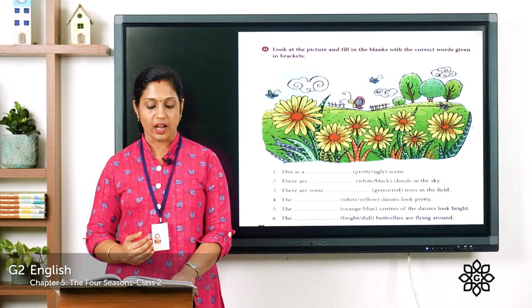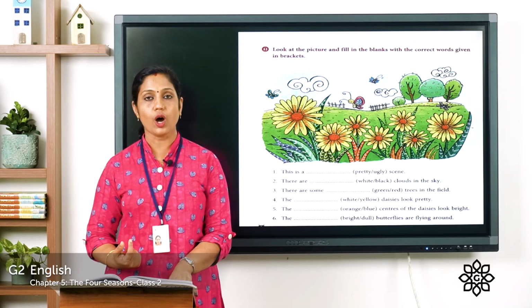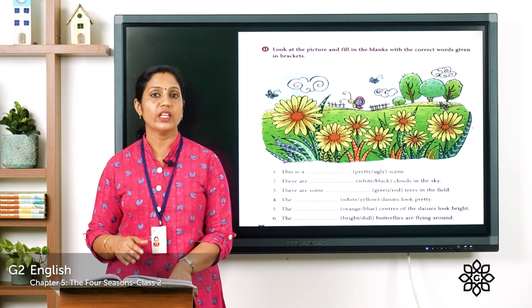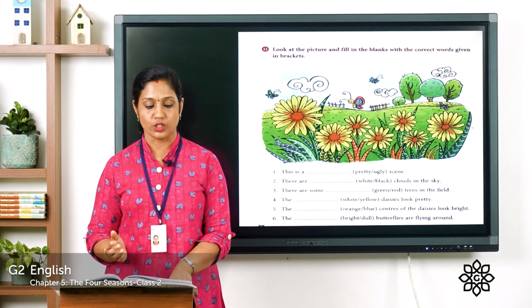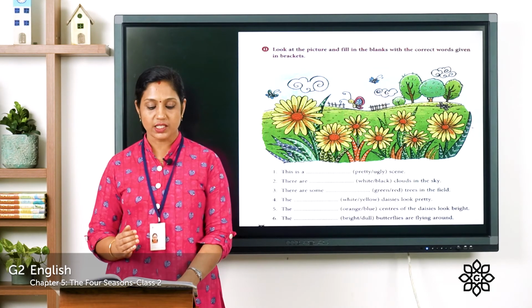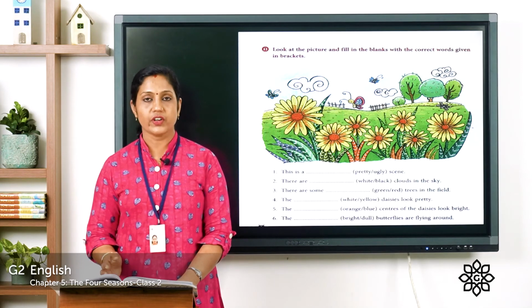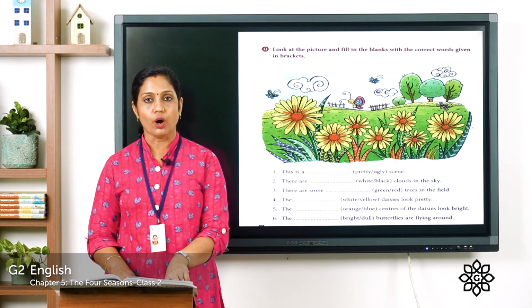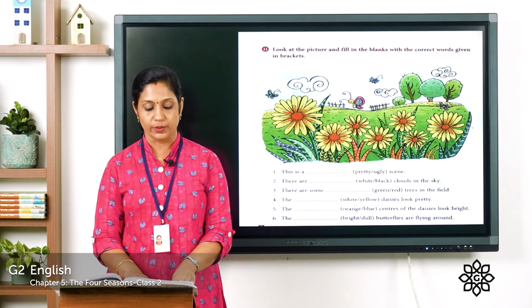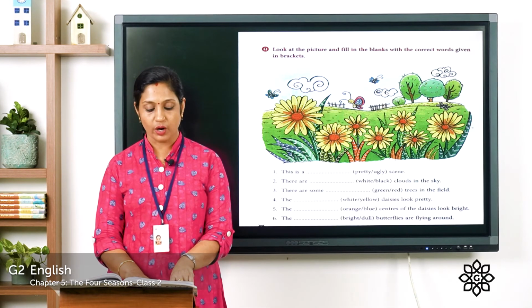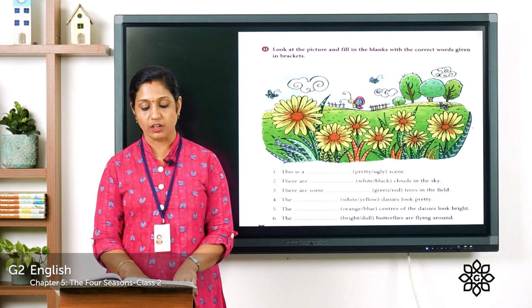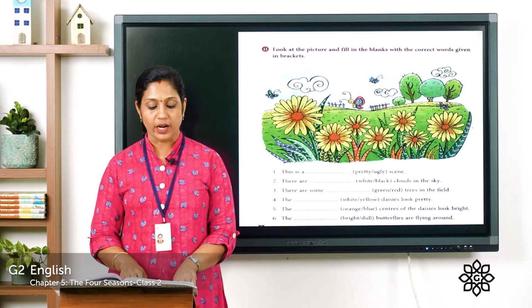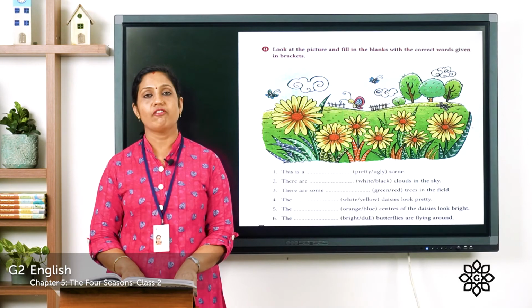Second one, there are dash white or black clouds in the sky. So looking at the picture, you can see whether there are white or black clouds. Third one, there are some green or red trees in the field. Fourth, the white or yellow daisies look pretty. Fifth one, the orange or blue centers of the daisies look bright. Sixth, the bright or dull butterflies are flying around.